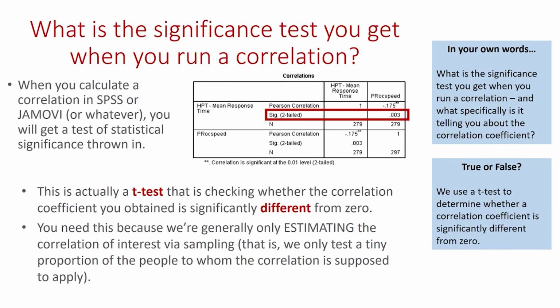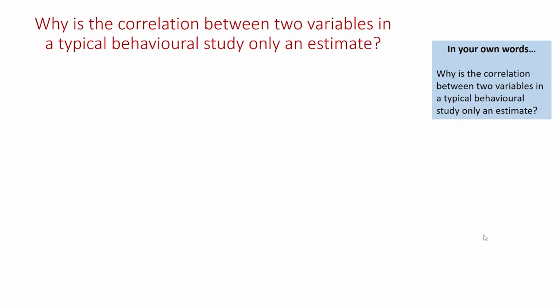So in your own words, what is the significance test you get when you run a correlation, and what specifically is it telling you about the correlation coefficient? So the significance test is a t-test, and it's telling you whether your correlation is significantly different from 0. Right, true or false? We use a t-test to determine whether a correlation coefficient is significantly different from 0. That would be true.